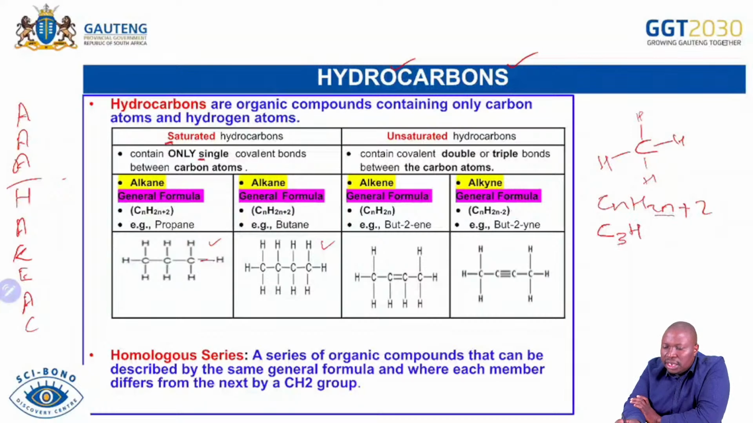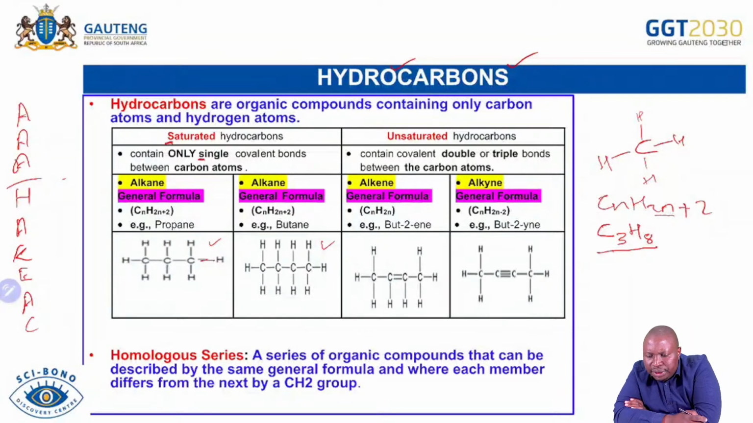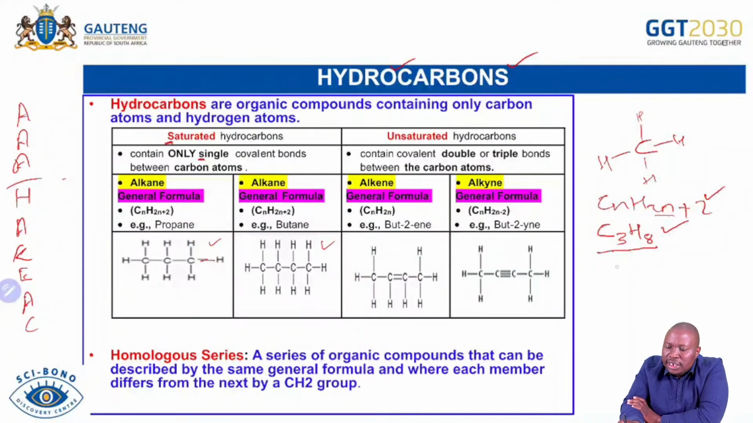2 times 3, you know it will give you 6. 6 plus 2, it will give you 8. So that will be C3H8. That will be C3H8, and then that will be your molecular formula. So you are able to move from general formula to molecular formula. And from molecular formula, you can draw all the bonds, which is in this case 3 carbons as we have drawn there, and 8 hydrogens around it.